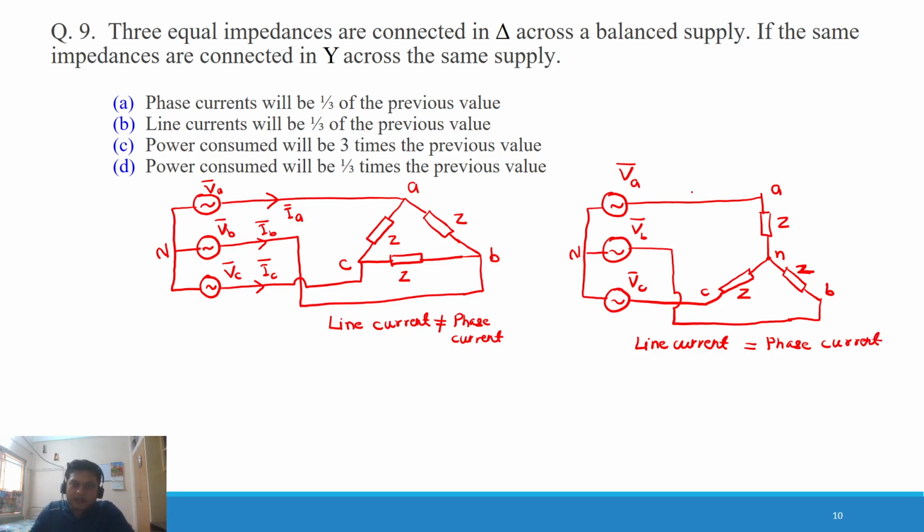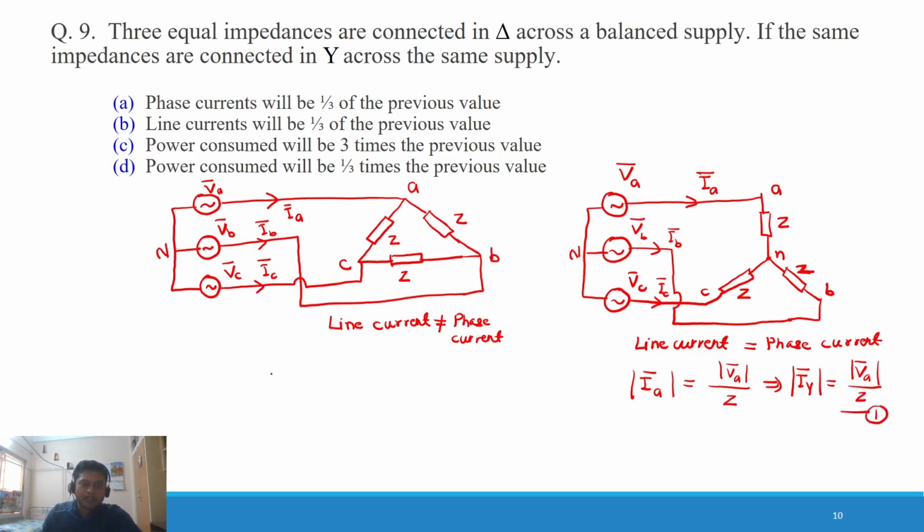So here, if we try to find out the line current in the star connected balanced load, taking only magnitude, Ia is equal to the phase voltage divided by Z. To understand it better, write it as I star, the line current in a star connected load, then it will be VA divided by Z. So this is the first equation.